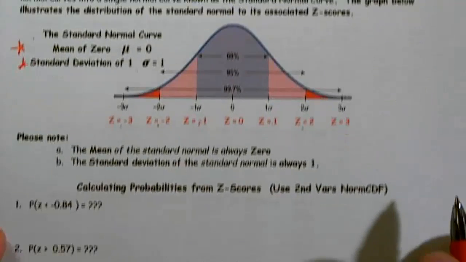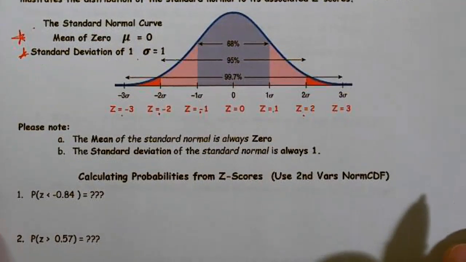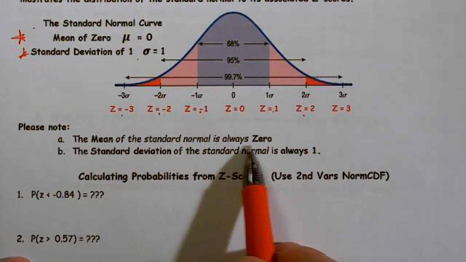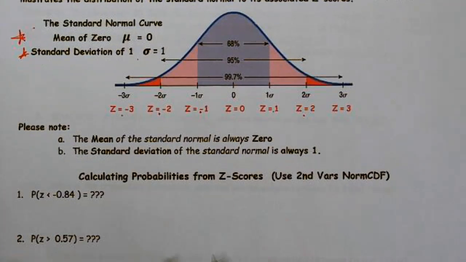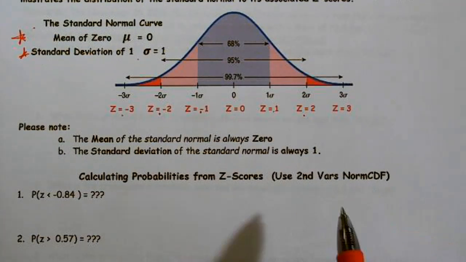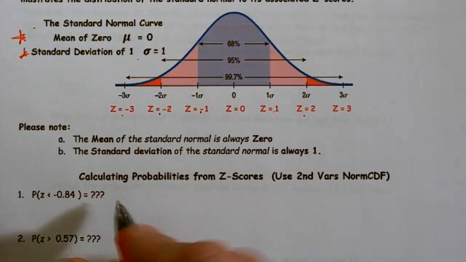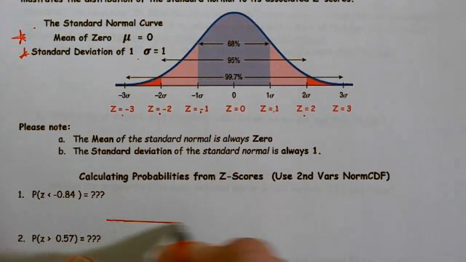Okay? So let's do some calculations. And once again, can't emphasize enough. Always 0, always 1. So what's the probability that z is less than negative 0.84? You always need to begin by drawing a picture. So here we go. I'm going to draw a little picture right here.